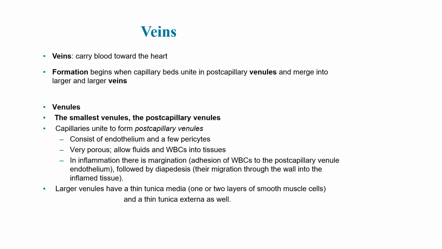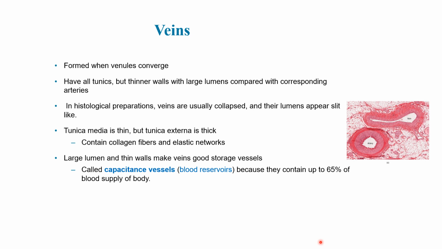And then the larger venules have a thin tunica media. Now the muscle is coming in as the veins are becoming larger. One or two layers of smooth muscles are present in the larger venules, and they have a thin tunica externa as well. So after the capillaries merge and form venules, the venules merge and form bigger and bigger veins. And the veins have all the tunics: tunica intima, tunica media, and tunica externa.